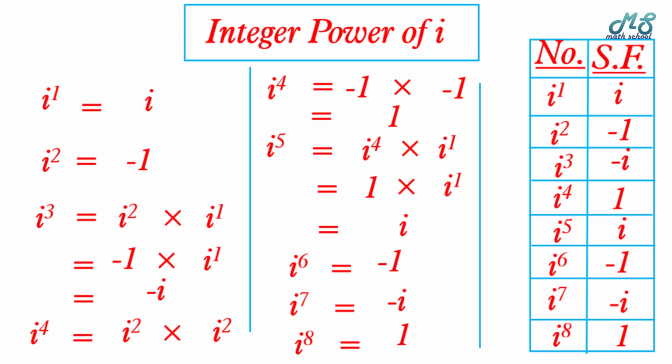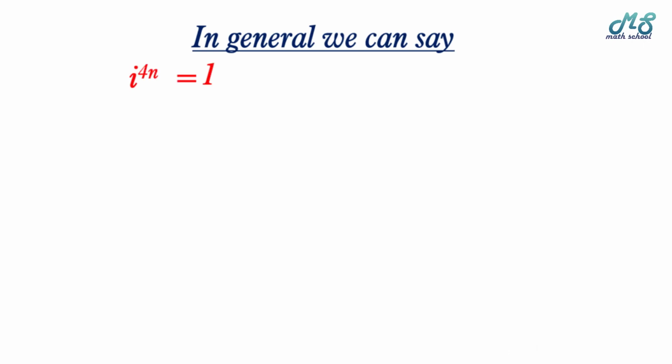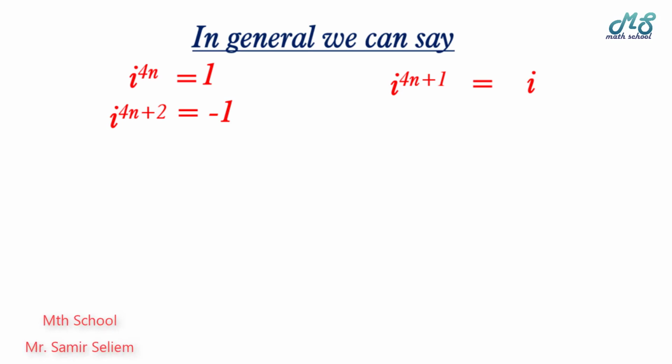In general, now we can say that i raised to the power 4n equals 1. I raised to the power 4n plus 1: the remainder will be 1, so it equals i raised to the power 1, equals i. I raised to the power 4n plus 2 will be i raised to the power 2, equals -1. I raised to the power 4n plus 3 equals -i, and so on. Don't forget, n is what, guys?